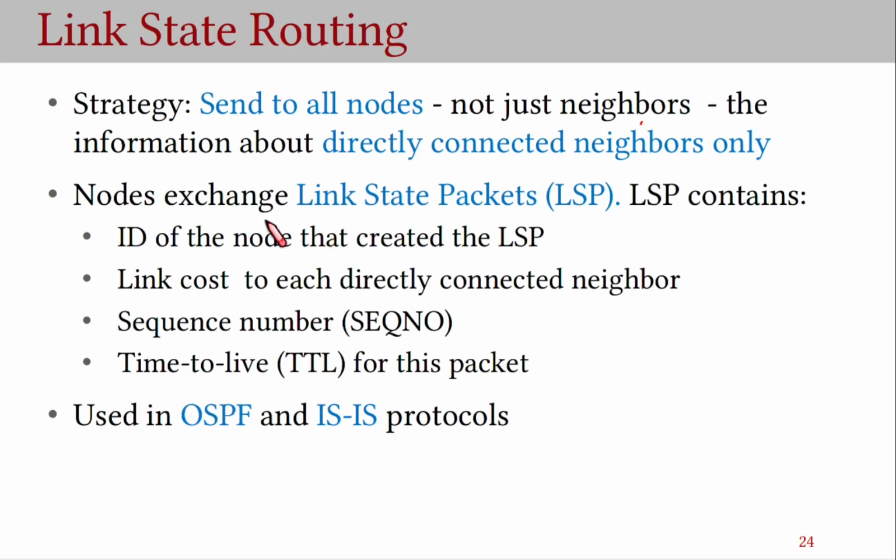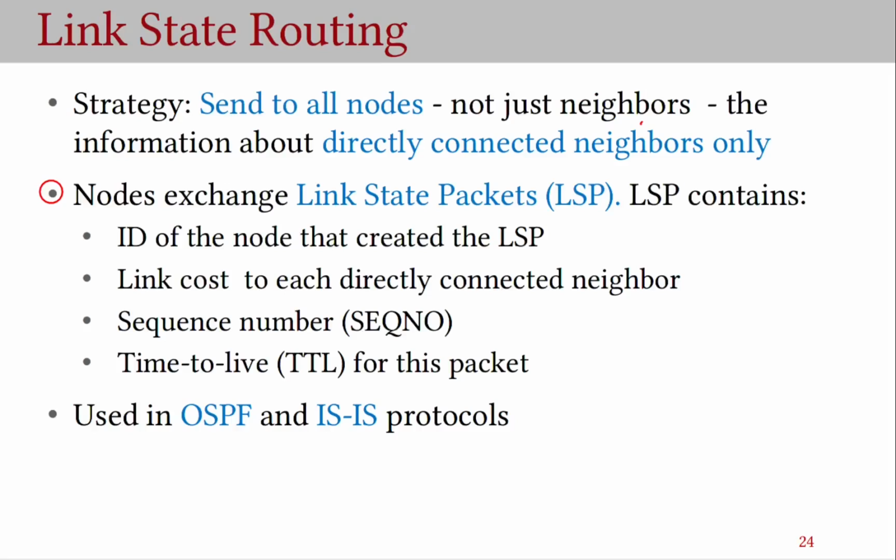The routing information is exchanged using link state packets. A link state packet contains the ID of the node that created the LSP, the link cost to each directly connected neighbor. It also includes a sequence number, and finally it has a time to live field. Link state routing is used in OSPF and ISIS protocols. OSPF stands for Open Shortest Path First, and ISIS stands for Intermediate System to Intermediate System.